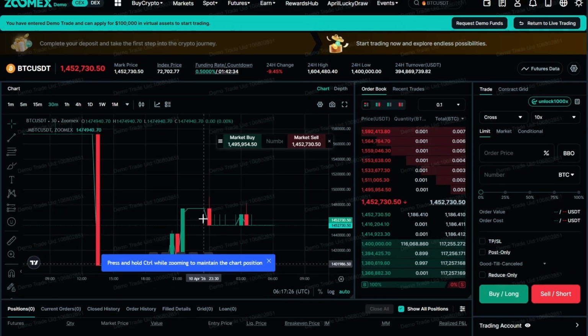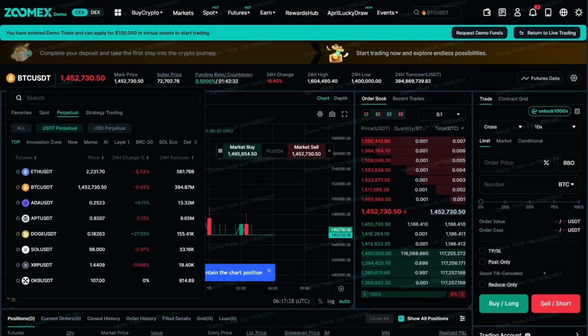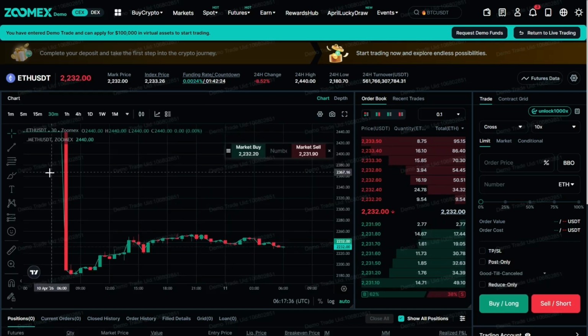We next want to look at the token we want to trade. We can see all the tokens that Zoomex offers. For this tutorial, we are going to trade Ethereum. In the middle here, we have the trading view chart. The trading view chart lets you see price movement in real time and use tools like drawing lines and indicators to help analyze the market. Most traders use it to find better entry and exit points.